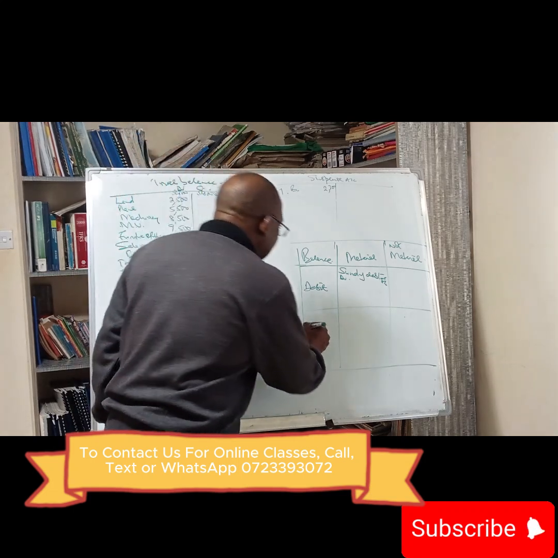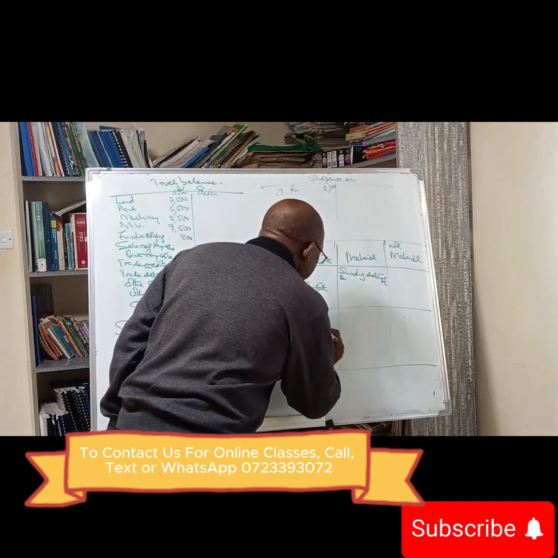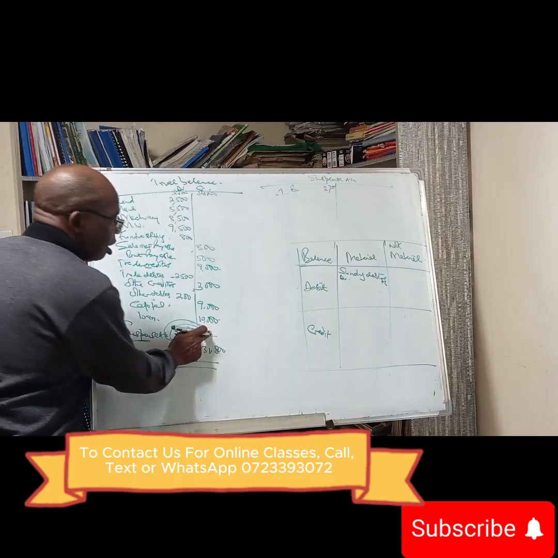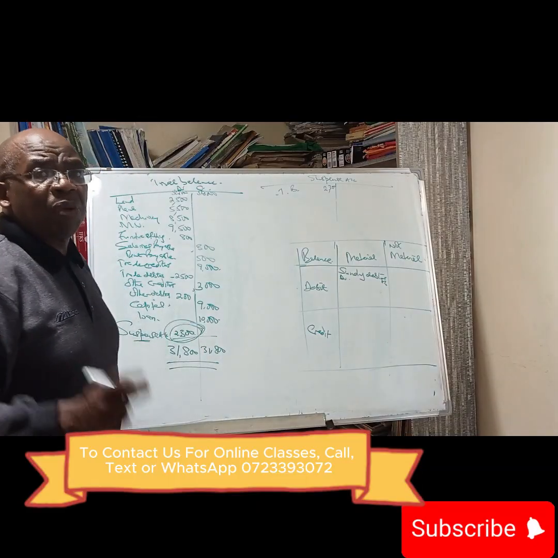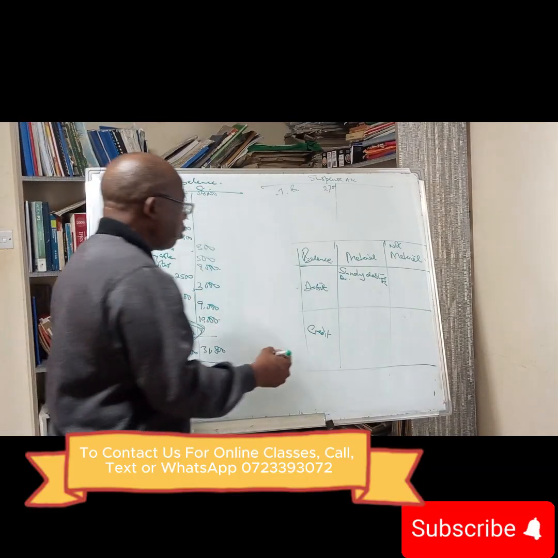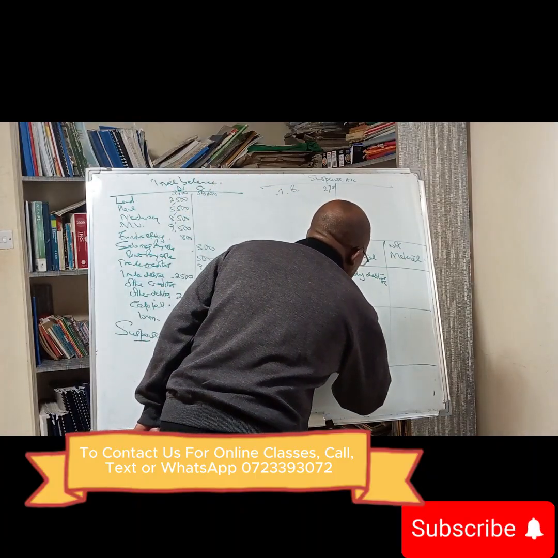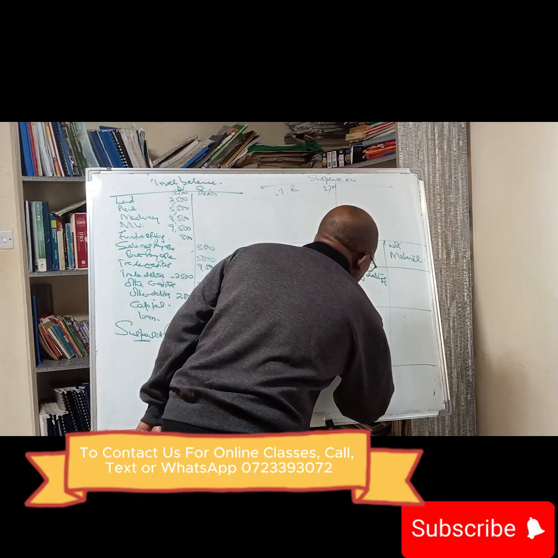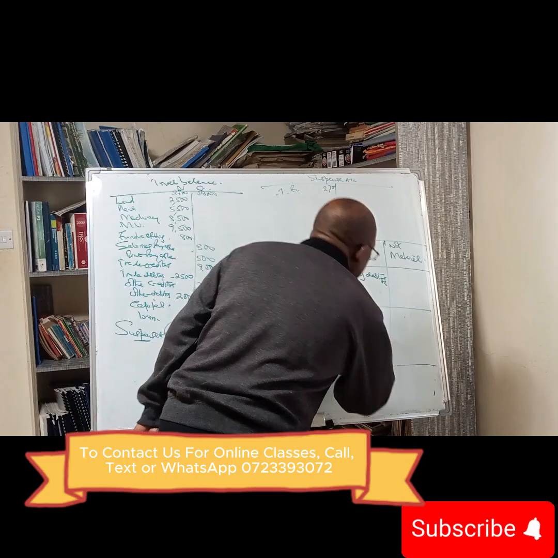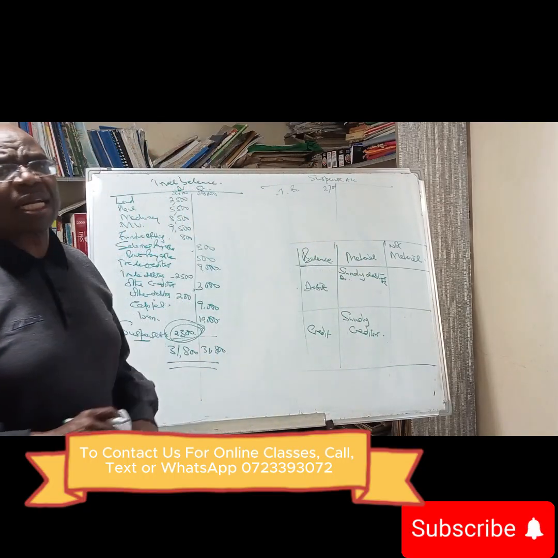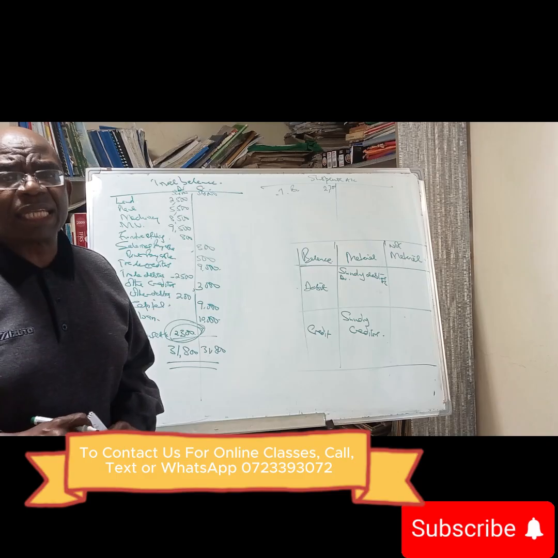If the balance was a credit balance, on the credit side, we take it to the balance sheet and record it as sundry creditors. We record it in the balance sheet as sundry creditors.